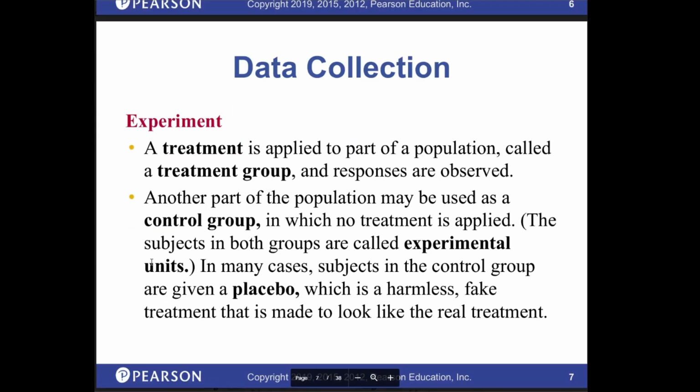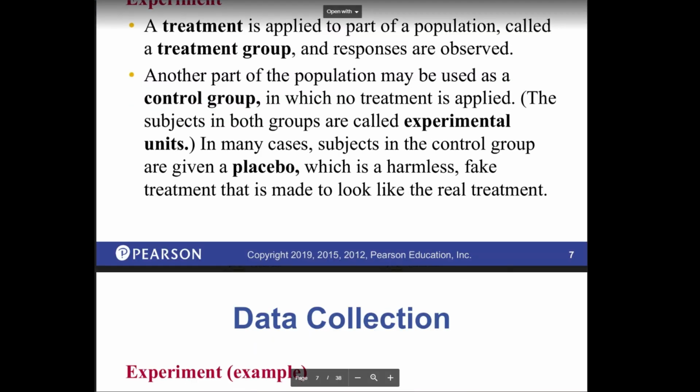And then the other type of data collection is an experiment, where a treatment is applied to a part of a population called a treatment group, and responses are observed. Another part of the population may be used as a control group in which no treatment is applied. The subjects in both groups are called experimental units. In many cases, subjects in the control group are given a placebo, which is a harmless fake treatment that is made to look like the real treatment.